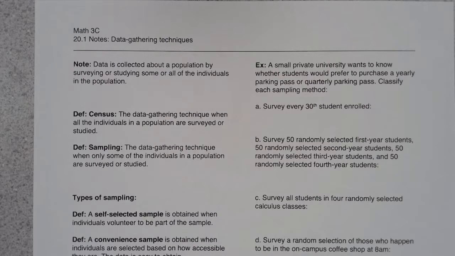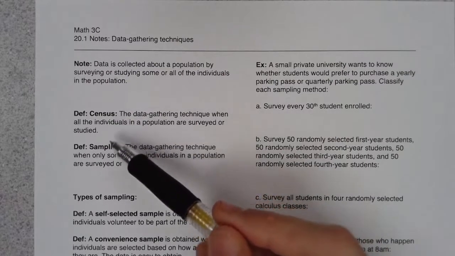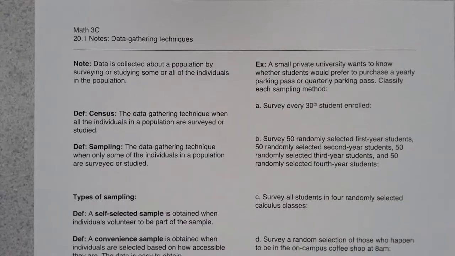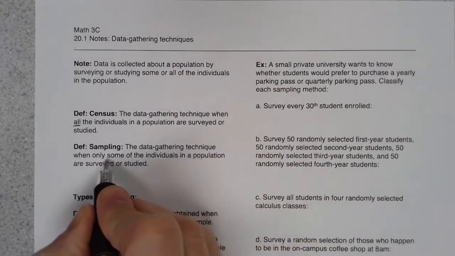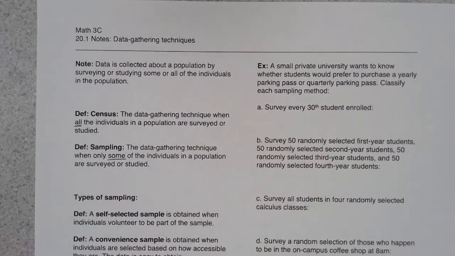In the notes, we start out with examples of the difference between a census and sampling. And so it has to do with whether you're surveying all of the individuals in a population or whether you're only surveying some of the individuals in a population.